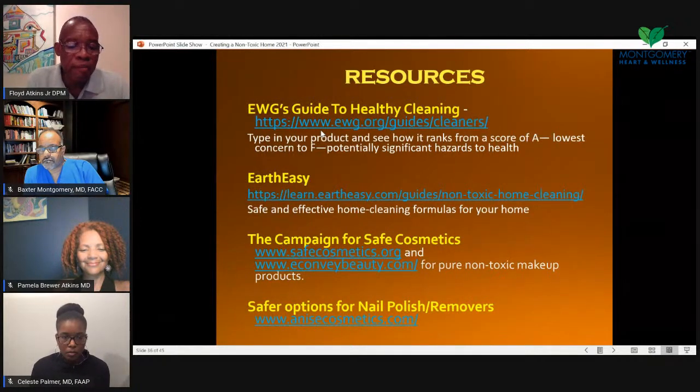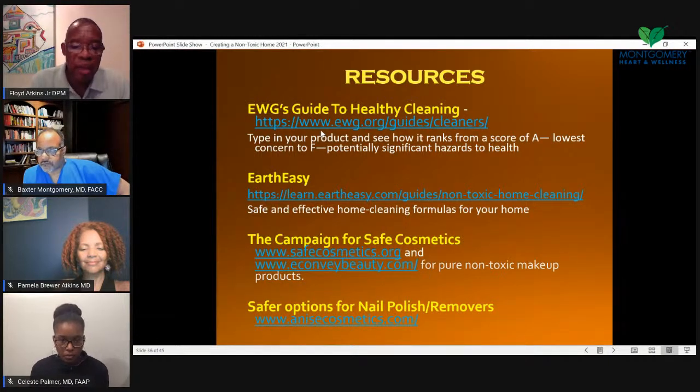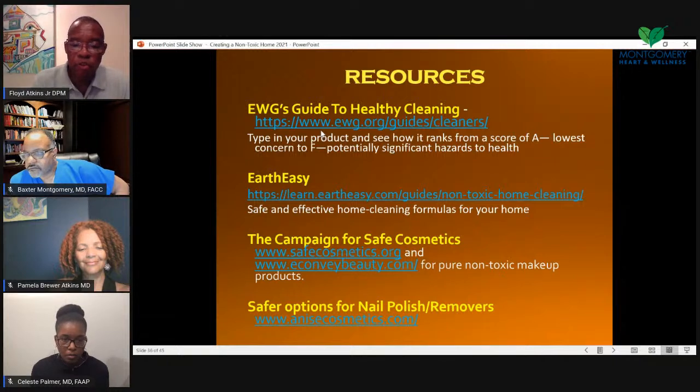And then there's the Campaign for Safe Cosmetics. They have two websites I have there. If you go to Campaign for Safe Cosmetics, you can find healthy products, healthy makeups, healthy eyeliners and nail polishes and things like that. There's always a solution to the problem, and these are some of the first steps you should take. Safer options for nail polish and nail polish remover: there's a website for that also.